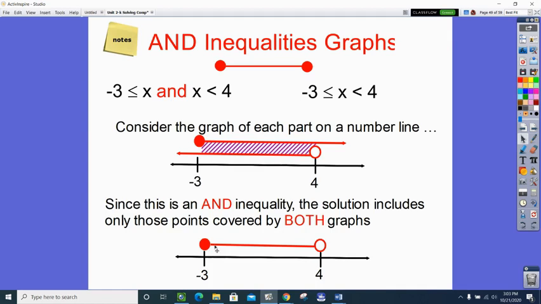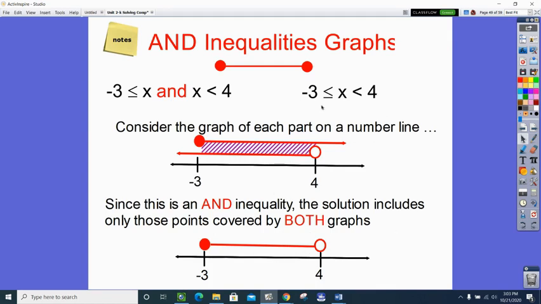You would realize that none of these points that are less than negative 3 are part of the and graph, and none of these points that are greater than 4 are part of the and graph. So you'd end up with what, again, I call the dumbbell. So this would be your graph. It's really easy to graph the squeeze play. You put the negative 3 here, you put the 4 there, you fill this point in, everybody in between.